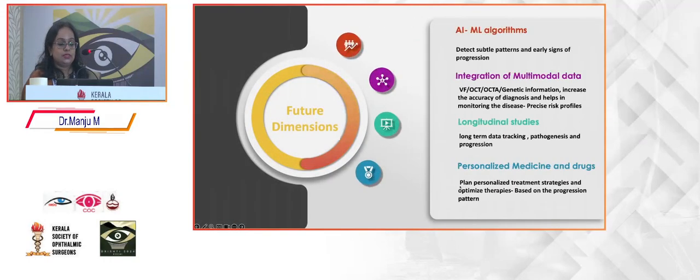The future directions are AI or ML algorithms which can detect even subtle patterns and give you early signs of progression. Data collected from the visual field, OCT, OCTA, and even genetic information can increase the accuracy of diagnosis. And there are many longitudinal studies going on regarding tracking pathogenesis and progression, which may help us to have a personalized or tailored treatment plan for our patients.